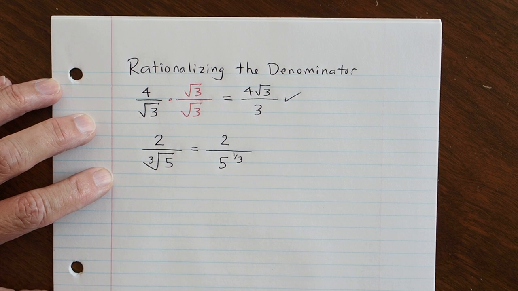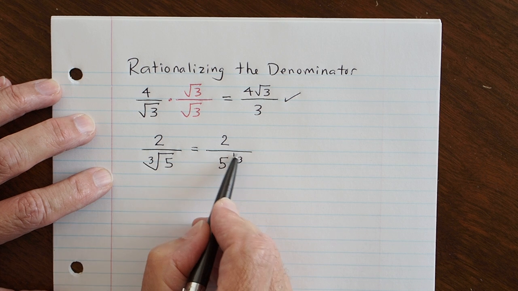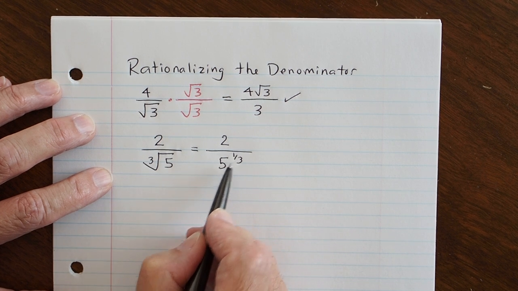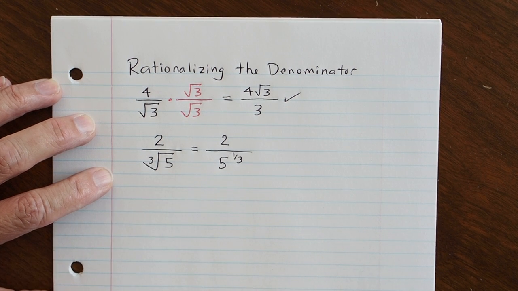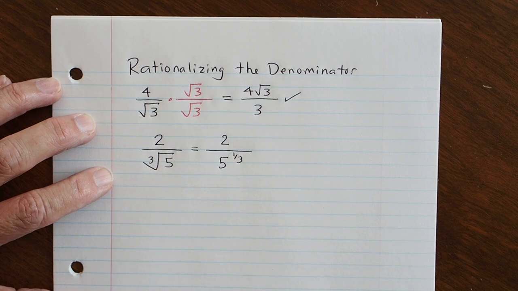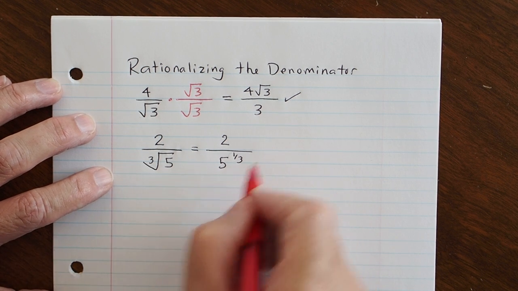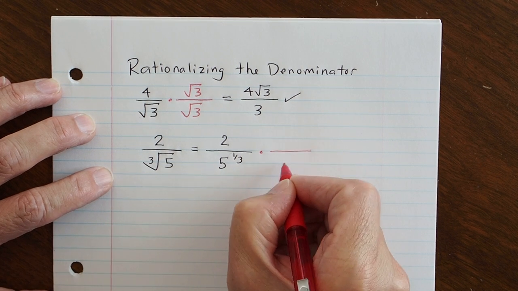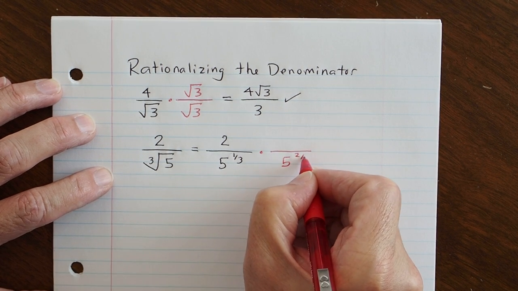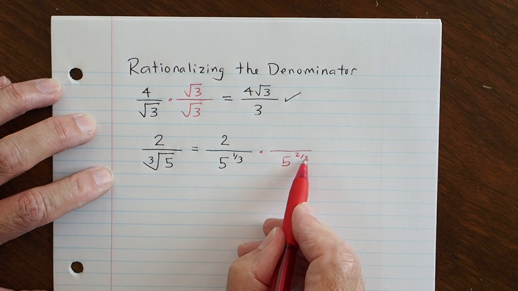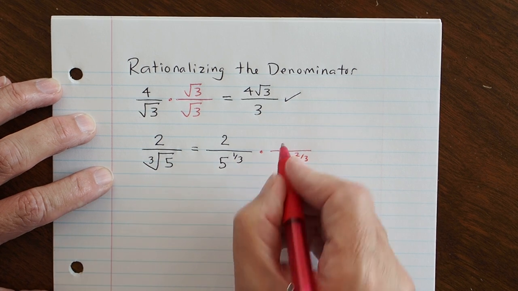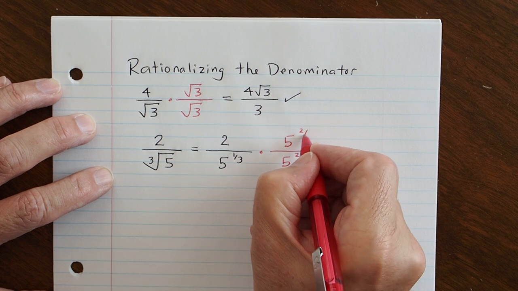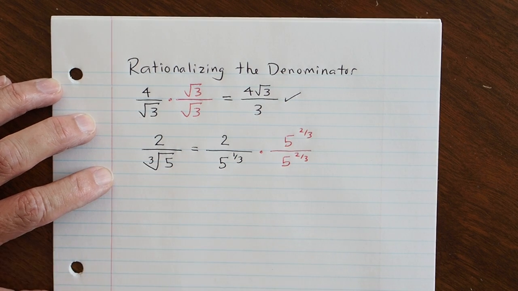Now what we want to do is multiply top and bottom by something which will cause the 1/3 to turn into a 1, and then the denominator will be rational. So we're going to use that power rule. By adding exponents when you multiply powers of like base, I'm going to multiply top and bottom by 5 to the 2/3. Notice that 1/3 and 2/3 add to 1. So here we go, 5 to the 2/3 on top, 5 to the 2/3 on bottom.